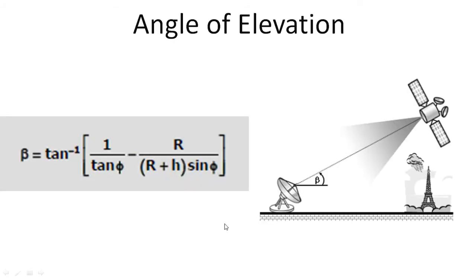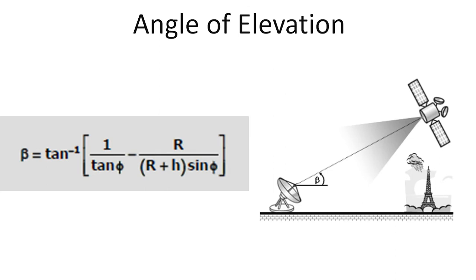So, first parameter is the angle of elevation. Angle of elevation, i-designate natin siya as beta. Equal siya sa tangent to the negative 1 times 1 over tangent phi minus r over r plus h sine phi. So, yung mga r tsaka h, variables na r, h, tsaka yung phi, mamaya natin i-reveal, kasi mayroon pang mga susunod na Earth station parameters na gagamitin din itong mga variables.